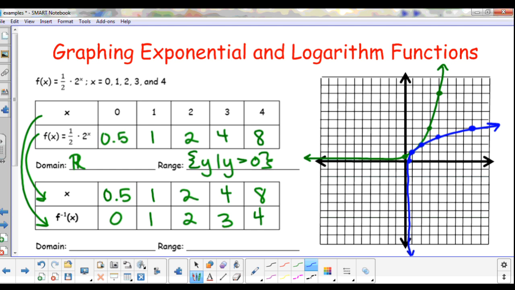Now when it comes to the domain and range for our inverse, same thing is going to happen that we did for our table. So the range is now going to be my domain. We just need to make sure that we switch our y's to x's. And then the previous domain is going to become our range. So all real numbers.